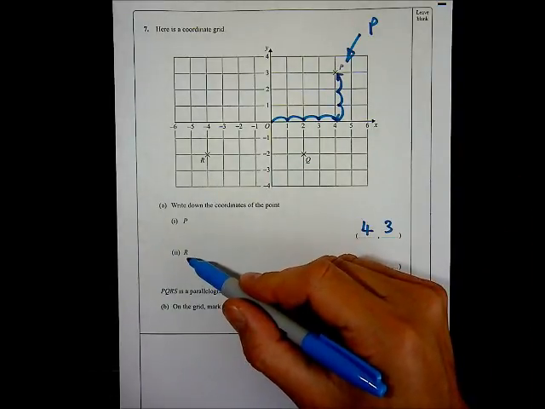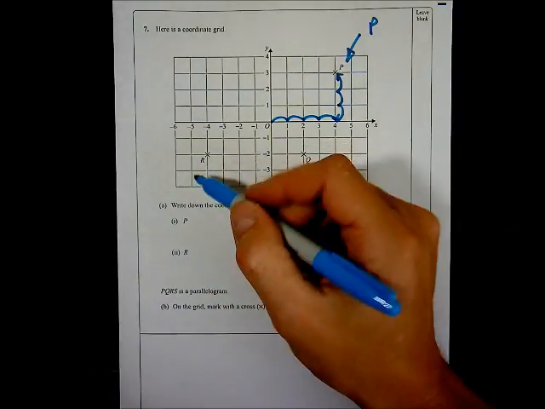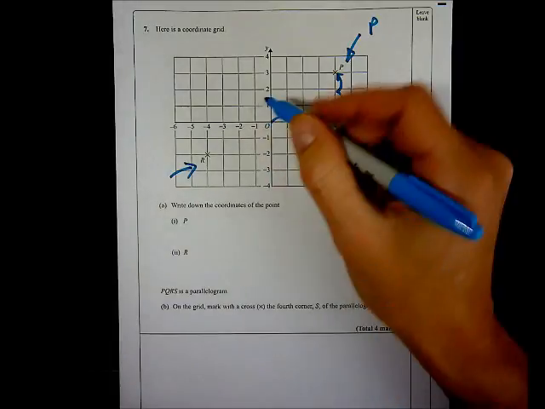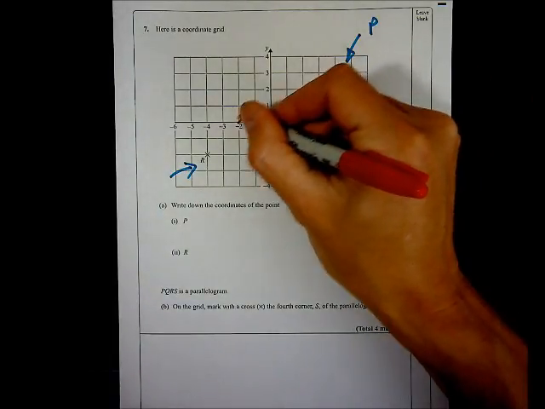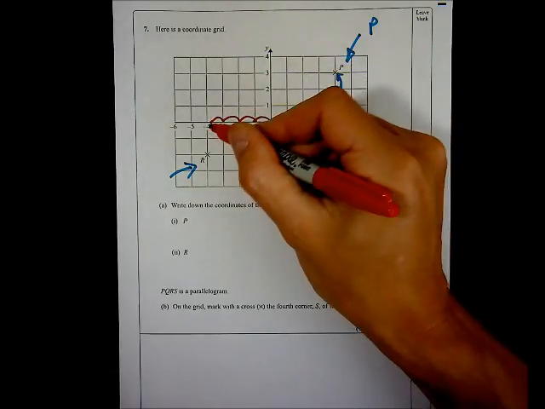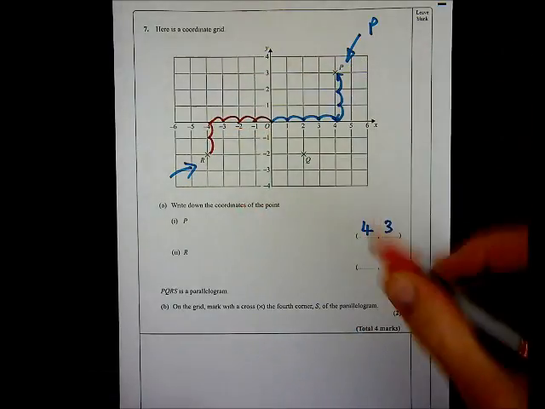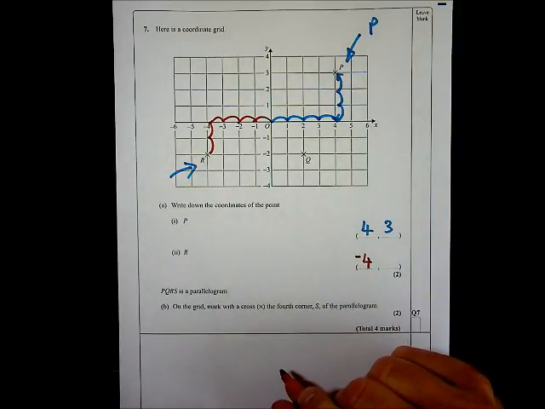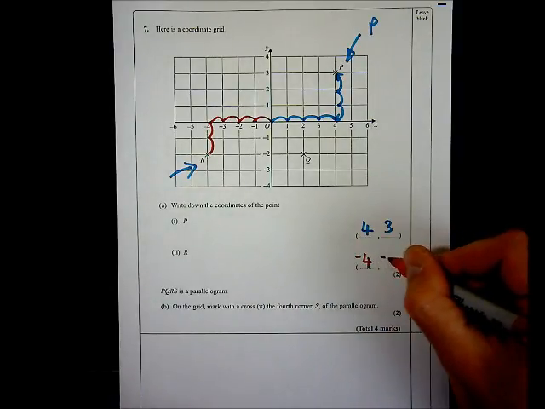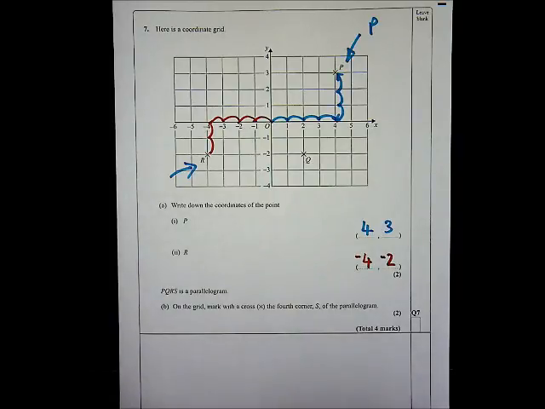Similarly, in part 2 of question A, I'm asked to work out the coordinates of R. And again for R, I'm going to go across, so along the corridor 1, 2, 3, 4, and down the stairs this time 2. So I've got 4, but negative 4 because I've gone left. And similarly, I've got negative 2 because I've gone down.